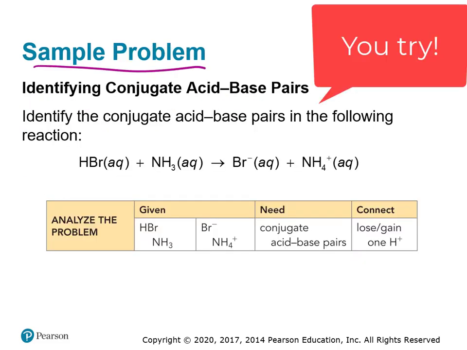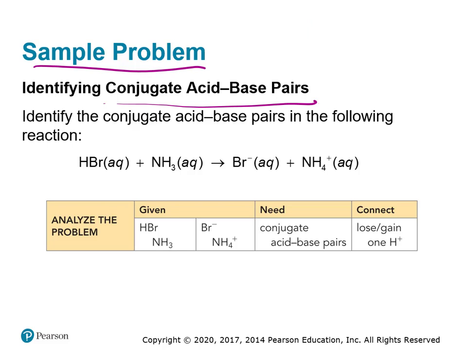Let's look at the sample problem. Identify the conjugate acid-base pairs for this reaction. Why don't you pause the video and see what you can find? Well, let's look for the pairs. I'm just going to start with HBr simply because it's listed first. HBr. Now let's look at the products. Is Br- most similar or is NH4+ most similar?